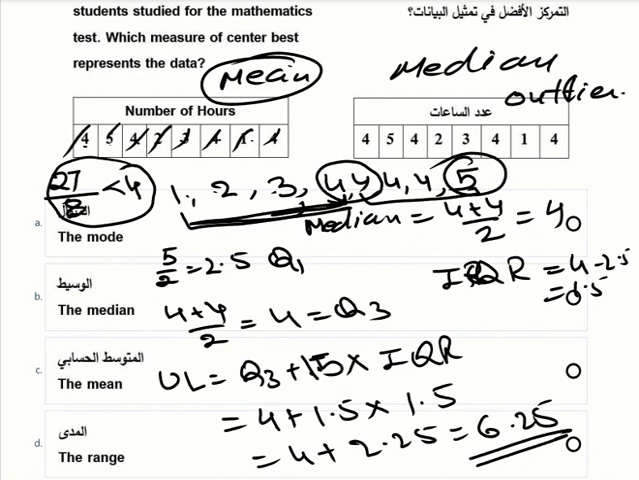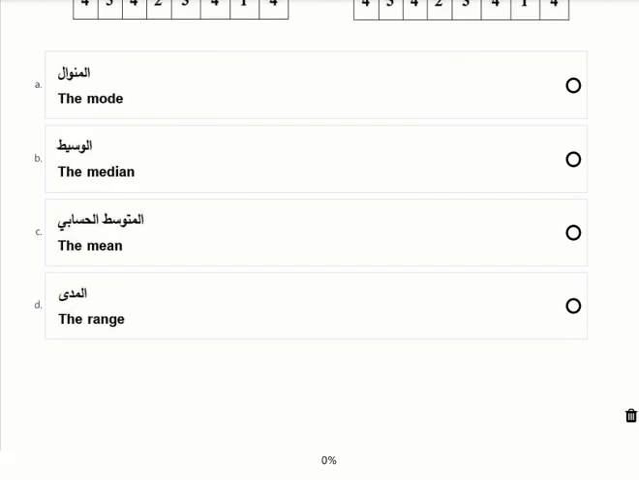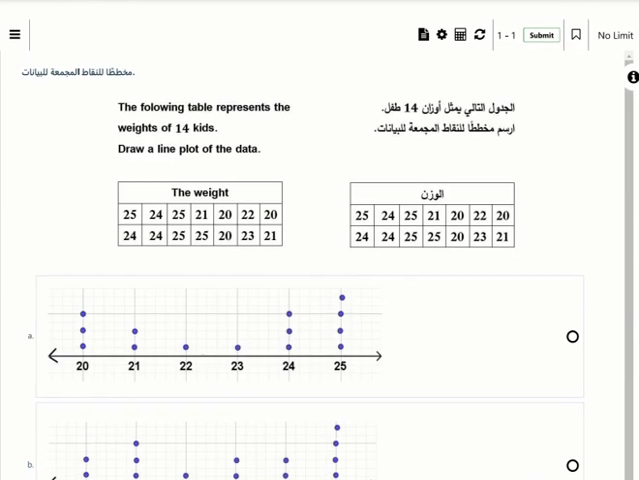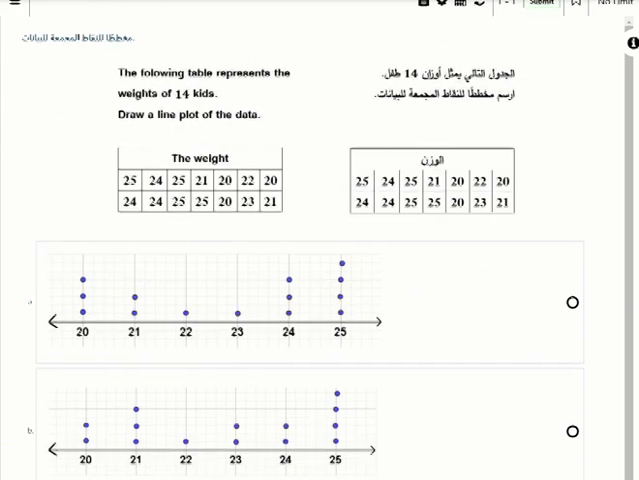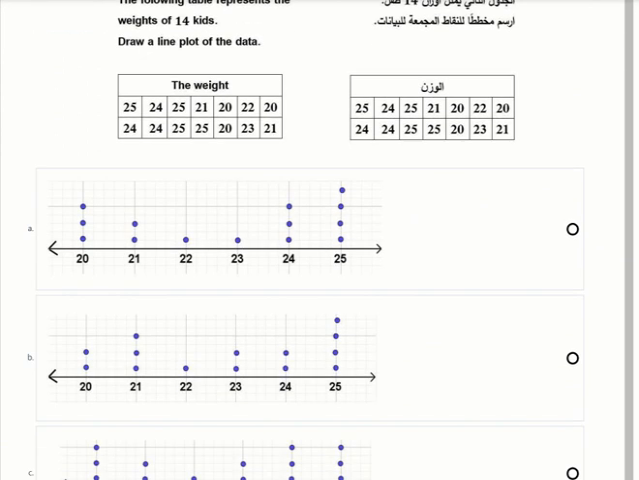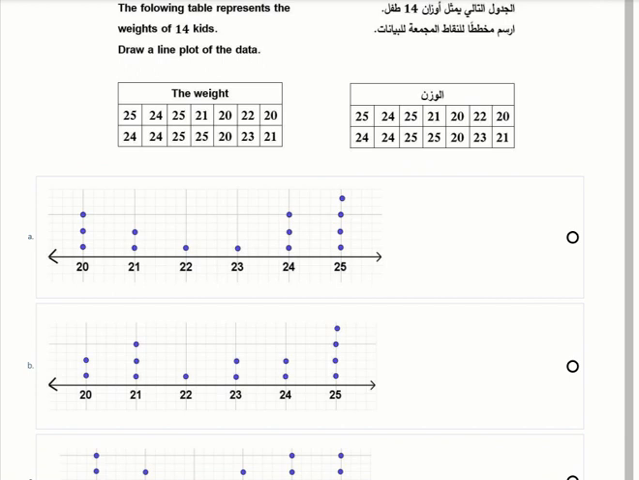Okay, now another question can be: the following table represents the weights of 14 kids. Draw the line plot of the data. See, this type of question will be very easy for you. You just need to be a little careful.